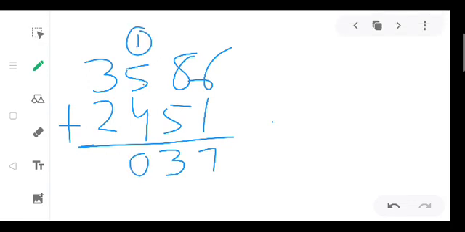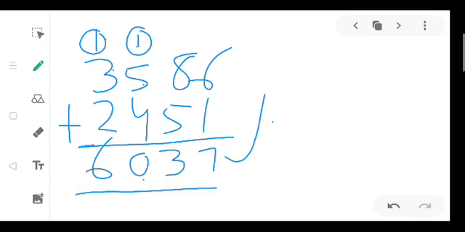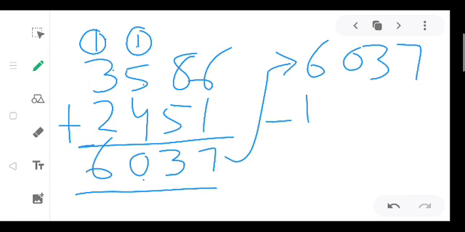We can't write two digits together, so 1 will be carried on to 1000. 3 and 1, 4 and 2, 6. The sum of these two numbers is 6037. Now we will write this number at the top and we subtract 1280 from this.